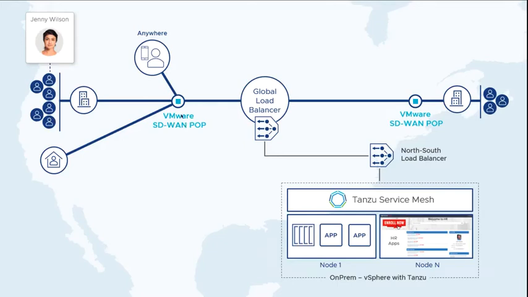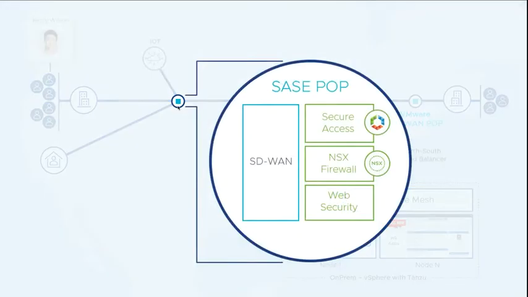Let's look at the remote edge side first. The VMware SASE is our secure access service edge solution that combines industry-leading VMware SD-WAN by VeloCloud with secure access. The solution can be deployed leveraging a unique global network of cloud service nodes, the SASE POPs.